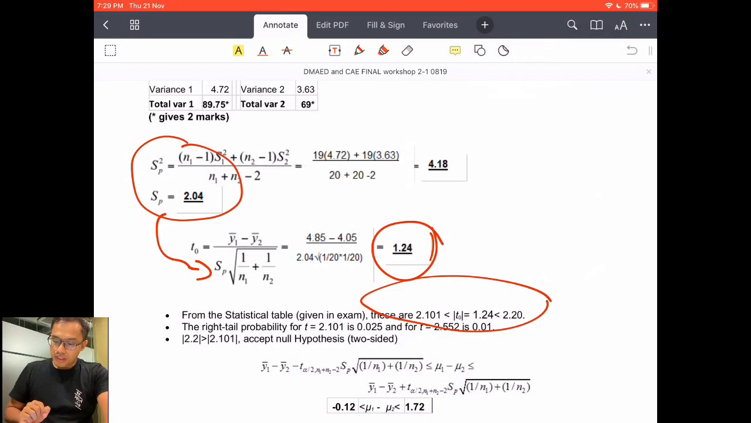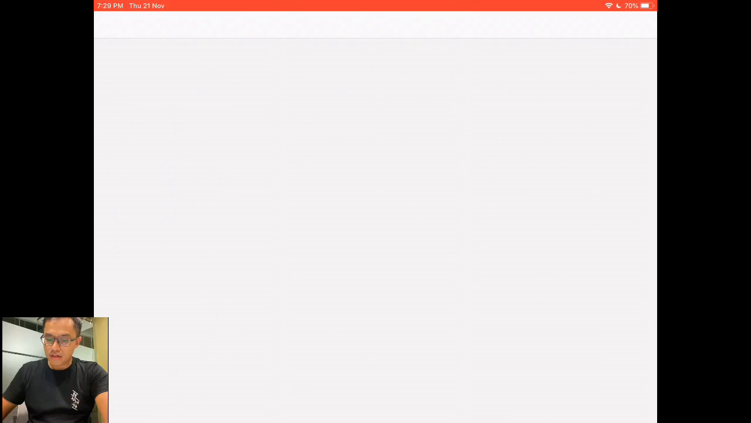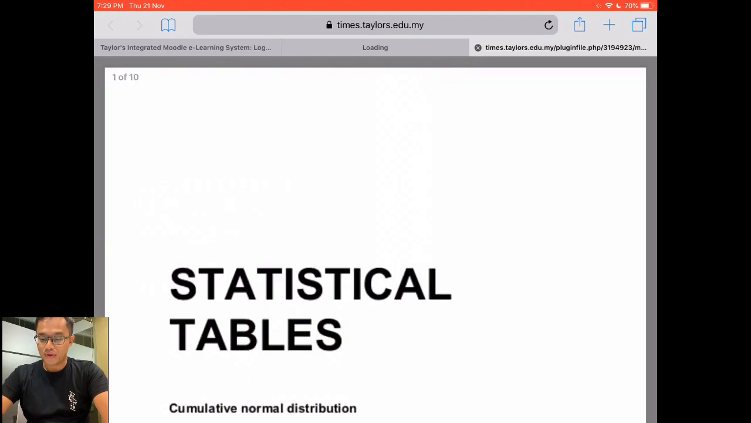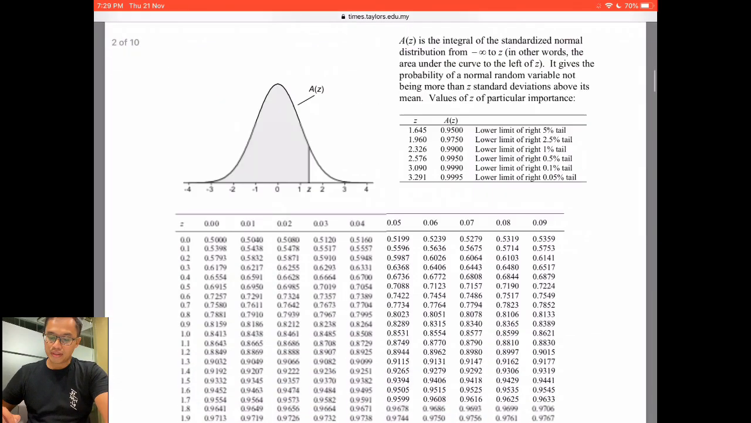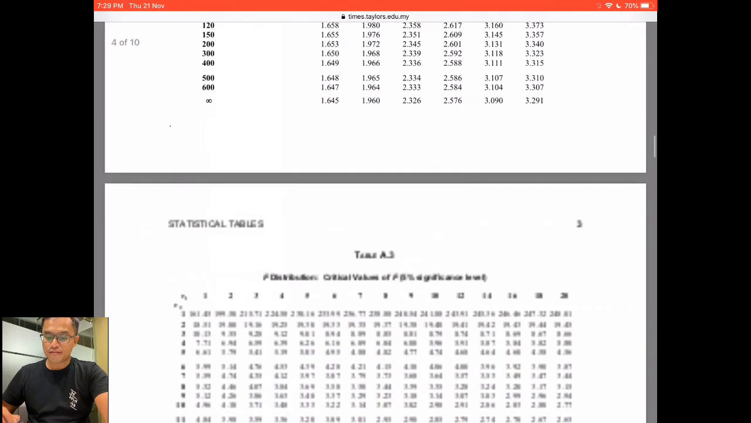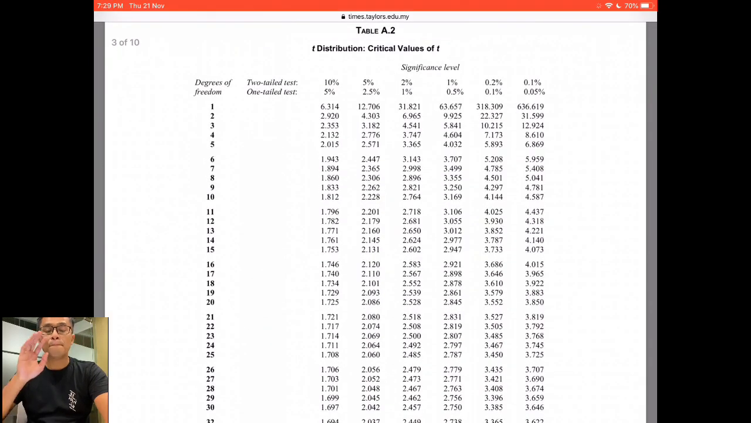Okay, so here we need to find what is the degree of freedom. To do this, let's go to our statistical table, which is also available on Times, as you have already known. So here's my statistical table. Because we have 40 data, both of them, not per group, but both of them have 40 data. So 40 minus 2. So it is 38.